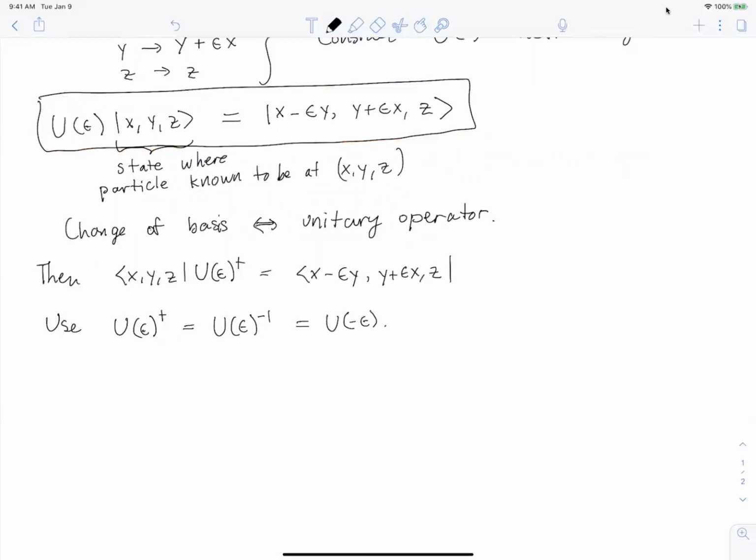So we're going to use that fact, and then in our previous equation, we're going to take epsilon and replace it by minus epsilon everywhere. So that tells us the bra x, y, z, U of epsilon, because we took U epsilon dagger here and replaced it by U minus epsilon, and then epsilon goes to minus epsilon, should equal the bra x plus epsilon y, y minus epsilon x, and z.